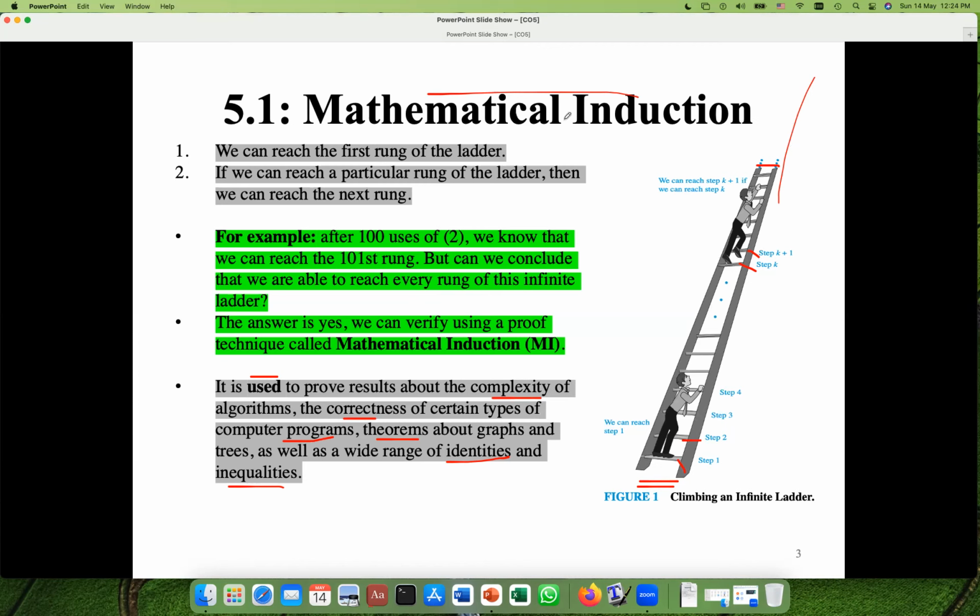But what is mathematical induction? This is the picture for elaborating the concept of mathematical induction. If you are on the ground, then you can take it as a privilege that you can reach step 1. And if you are at step 1, then it is your right, you can say that I can reach step 2. And similarly, when you are at step k, you can say now I can reach step k plus 1.